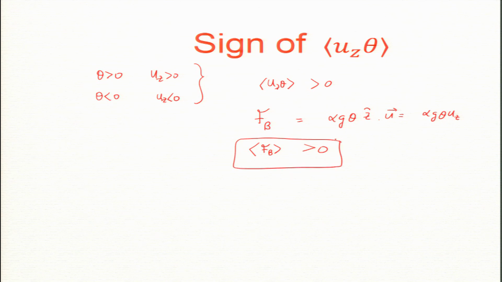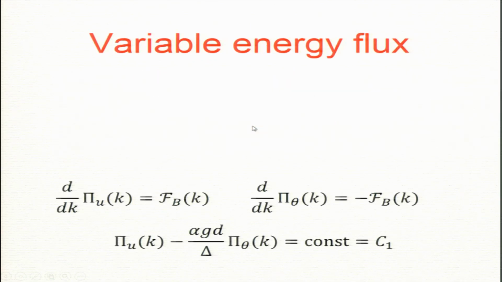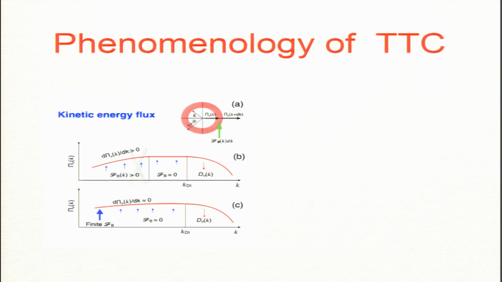Okay. So, what should happen? I think quickly I go to, forget about this part, I will skip this one. So, let us just go to this one. What should happen to the flux? Remember this d pi by dk in the inertial range.